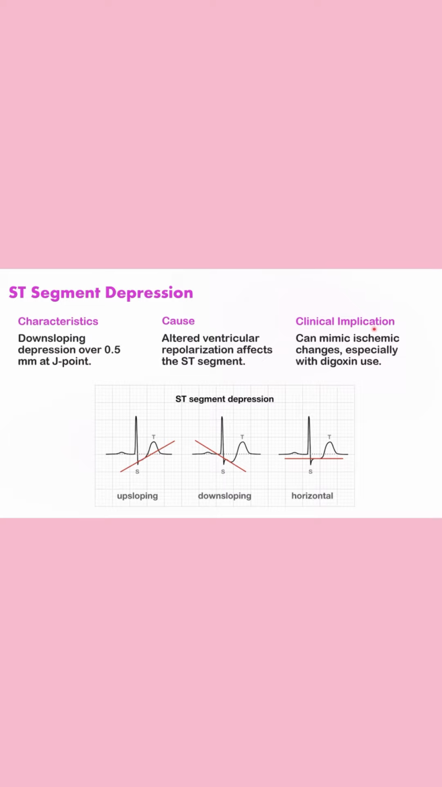And the clinical implication of this ST segment depression is that we have to differentiate it from the ischemic changes, or especially the digoxin toxicity. So we can differentiate it through other ECG changes of hypokalemia and also through the clinical history of the patient.